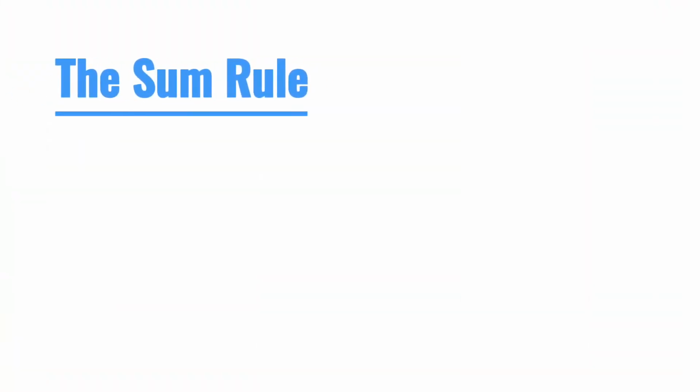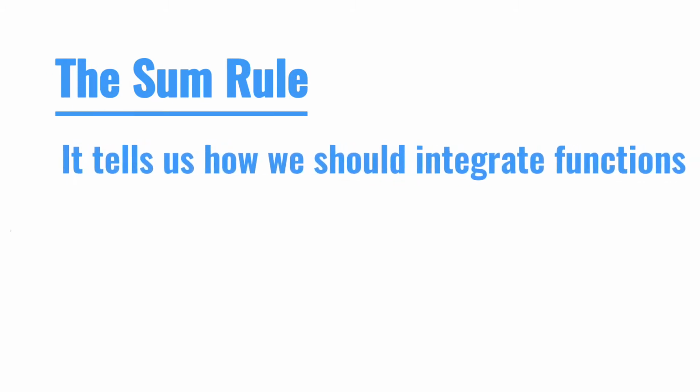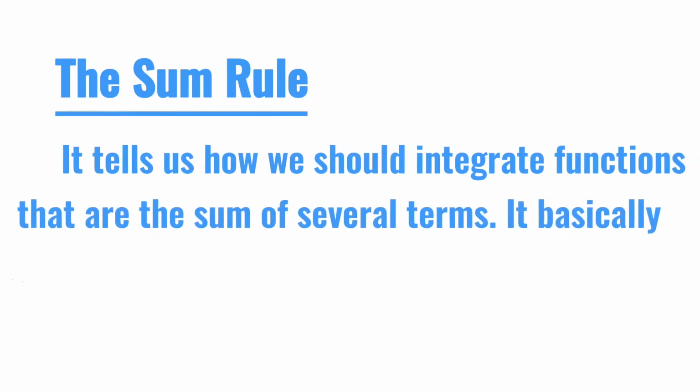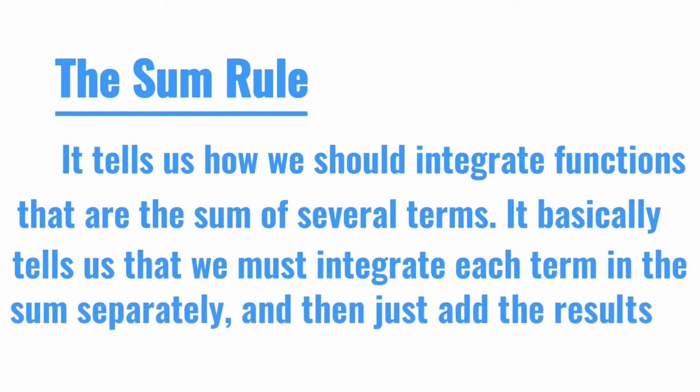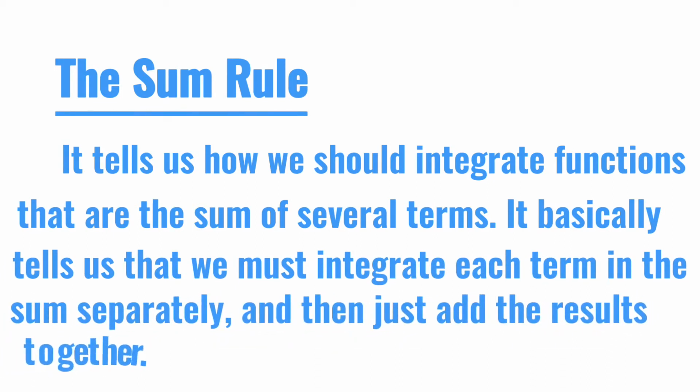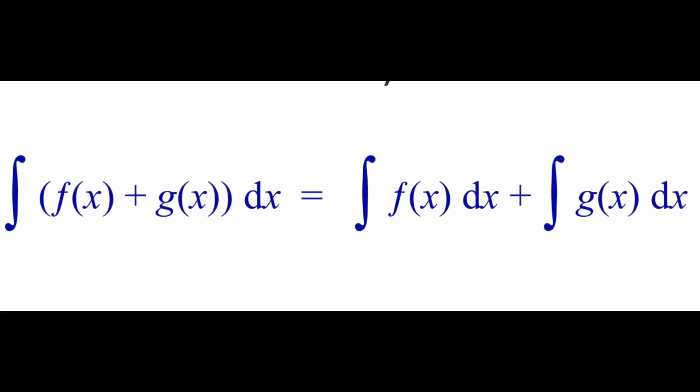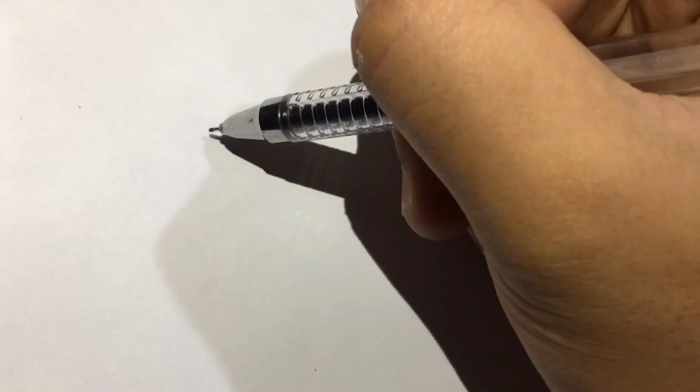The sum rule. It tells us how we should integrate functions that are the sum of several terms. It basically tells us that we must integrate each term in the sum separately and then just add the results together. We can express this formally as follows.